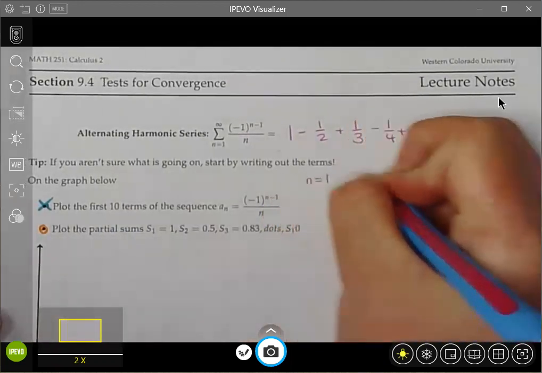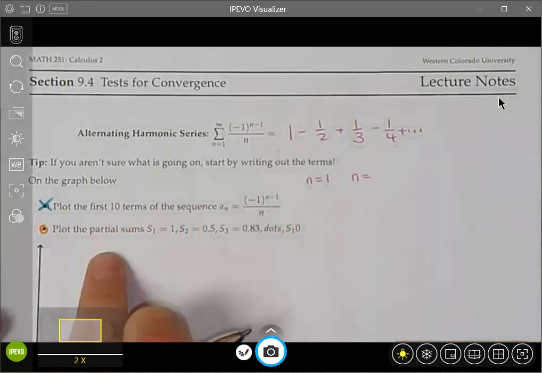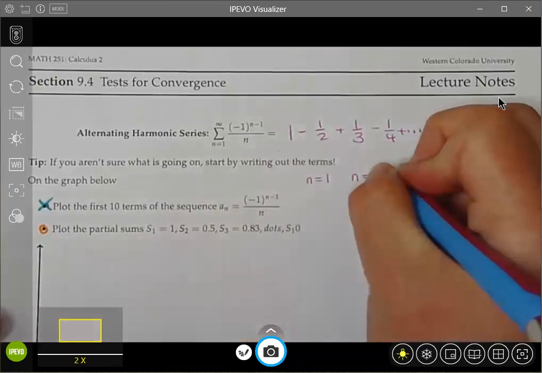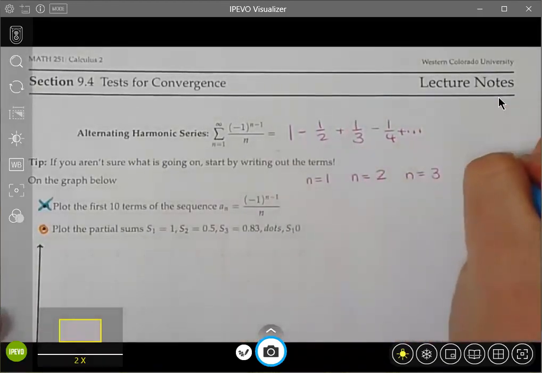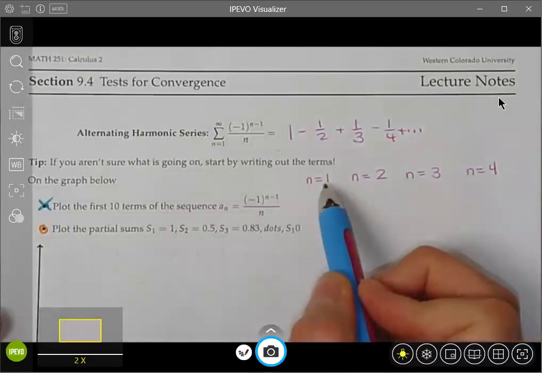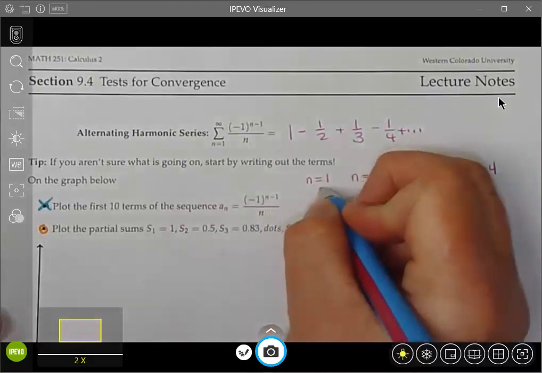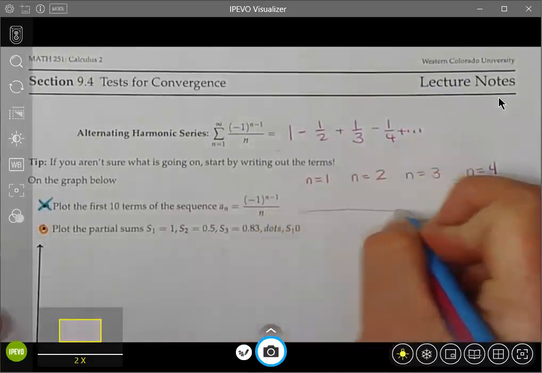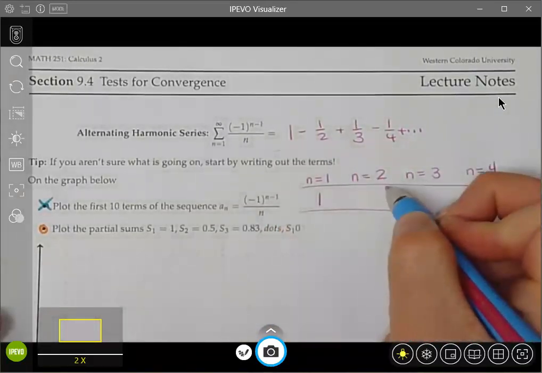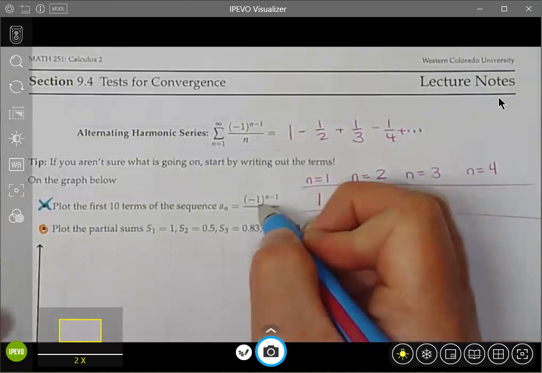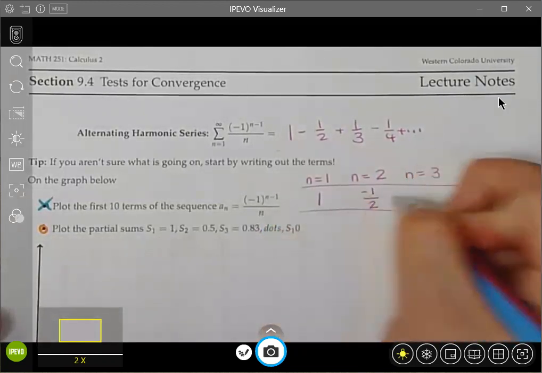We're going to use this graph below to plot out the first 10 terms of the sequence and then the first 10 partial sums as well. So I'll get you started on that, and then I'll have you pause the video and give it a try on your own. Okay, so when n is equal to 1, I have negative 1 to the 0, so that's a positive 1 over 1. So this is going to be just equal to 1. When n is 2, I have negative 1 to the first power, so I get a negative 1 over 2.